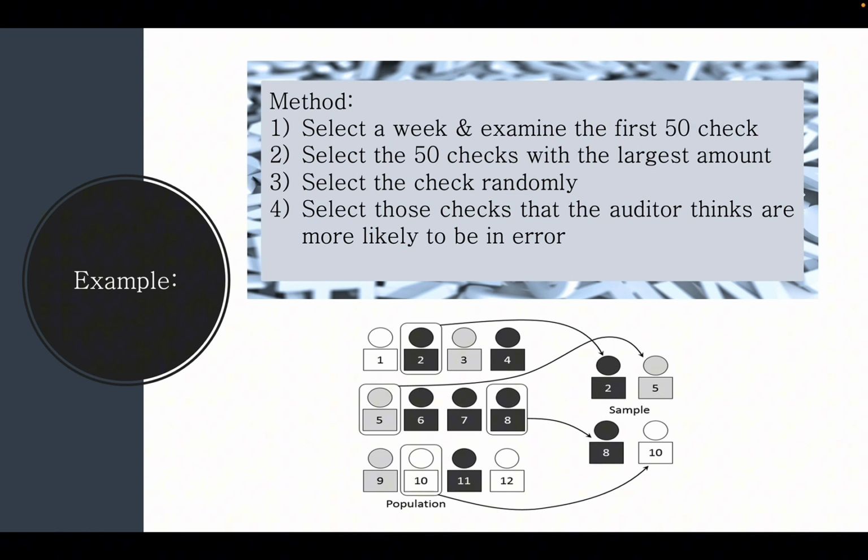Each method has its own advantages and limitations, and the choice of which method to use may depend on the auditor's objective and the perceived risk in the population being examined. Auditors often use a combination of these methods, as their ultimate goal is to obtain reliable evidence to support the audit's conclusion.